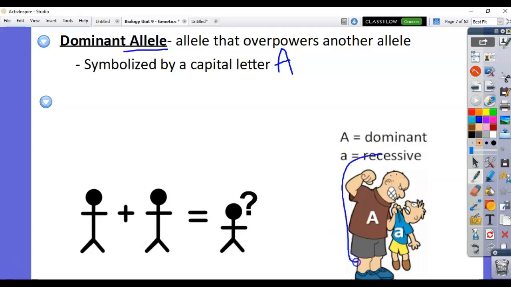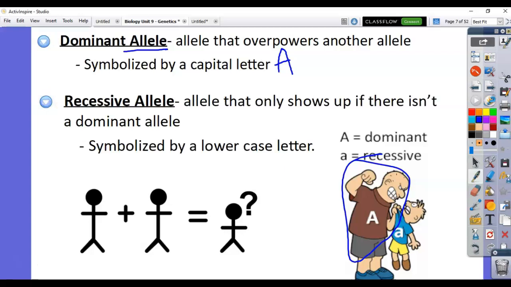So in this case, this big guy, he's the dominant one, right? He's the bigger dominant one. He's going to overpower, take over the little one. And we have recessive. This is an allele or a gene that only shows up when there isn't a dominant allele. Okay, so if there's nobody to overpower him, then he gets to win, but only if there's not a capital letter there. I'll show you an example of this in a second.